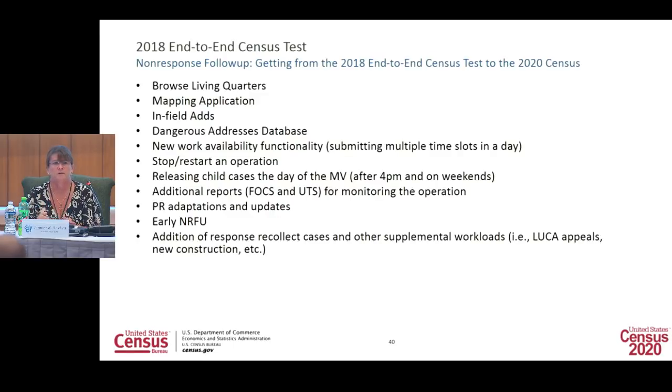Dangerous address database. This is a tool that is incredibly important for the field staff to know when there's an area that is dangerous. We need to make sure that we can keep the enumerators safe, so we'll implement that capability across the country. Work availability is something that they do now where they tell their supervisors and the system when they're available to work.